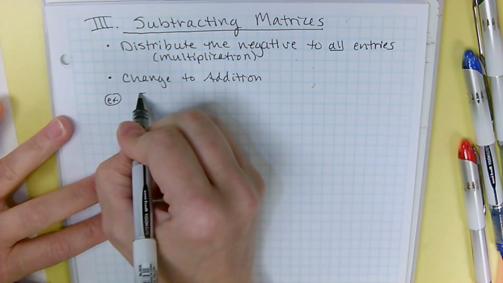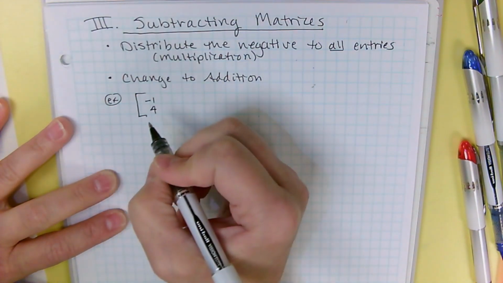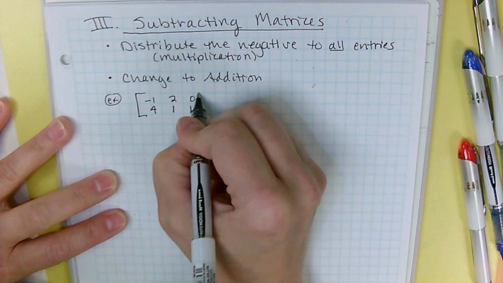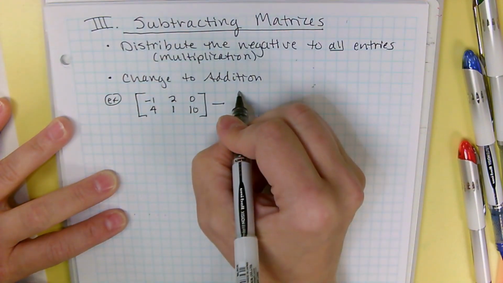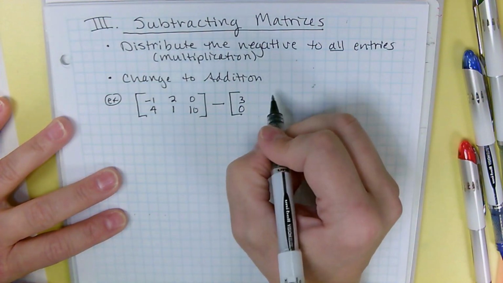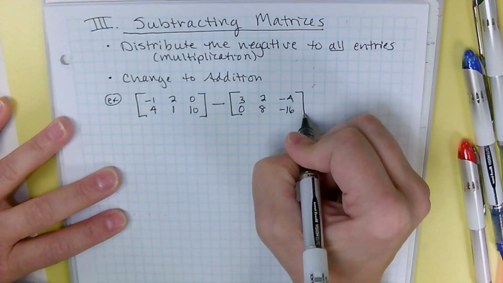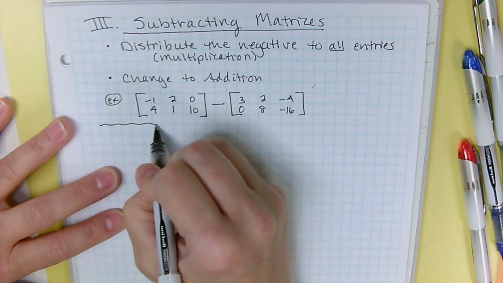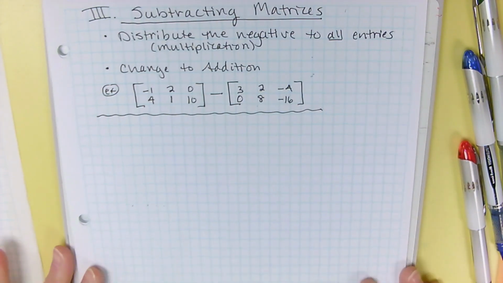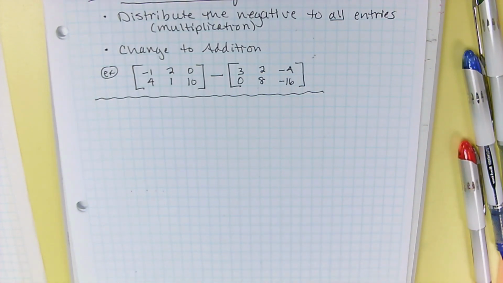All right, so here's our example. The first one, I'll read you the columns. -1 over 4. In the middle, 2 over 1. On the side, 0 over 10. Minus, new bracket, 3 over 0. 2 over 8. -4 over -16. All right, so that's what your worksheet has, is subtraction.